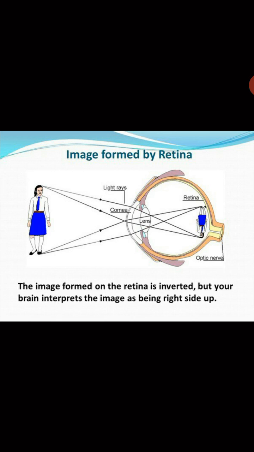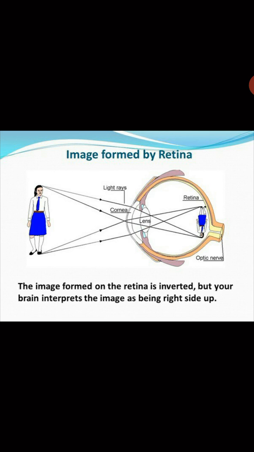Then, there's the optic nerve written behind that inverted image. Inverted means upside down. The message from the optic nerve reaches the brain, and the brain interprets the image as a straight image. That inverted image, when it is interpreted by the brain, we see as a straight image.